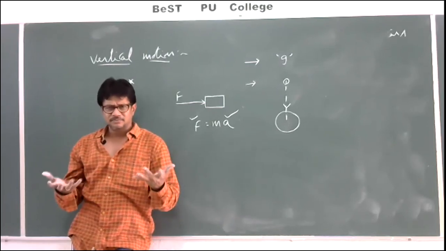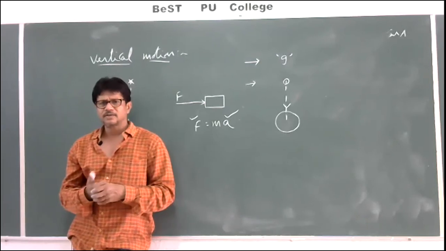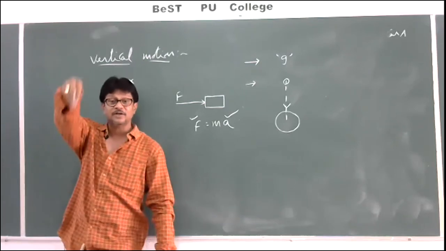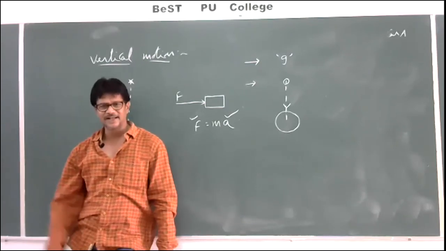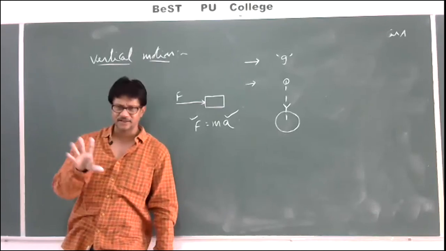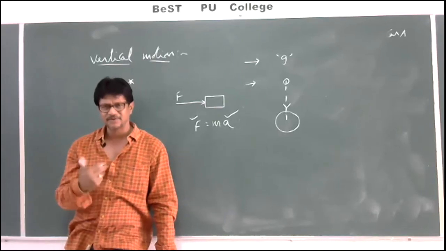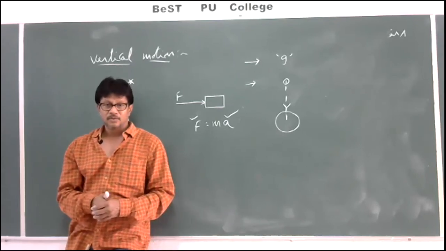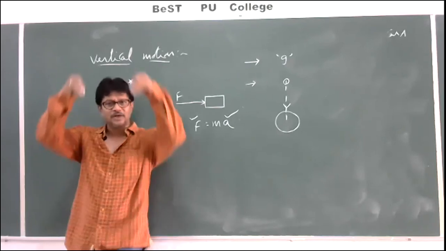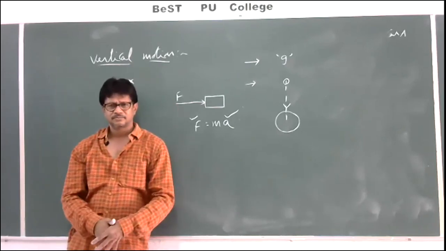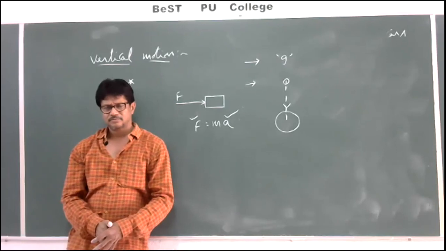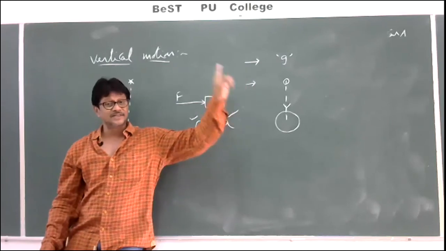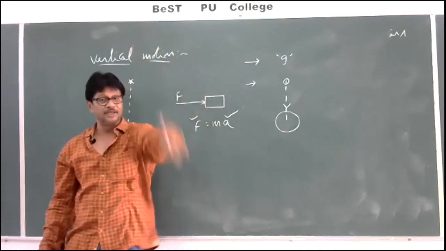By seeing the scenario, generally we'll feel that the elephant will reach the ground earlier. We'll imagine that, but it's not so. Both myself and the elephant will reach the ground at the same time. Why? Because the value of acceleration due to gravity does not depend upon the mass of a body.